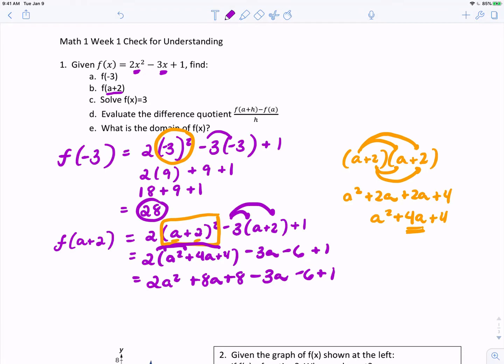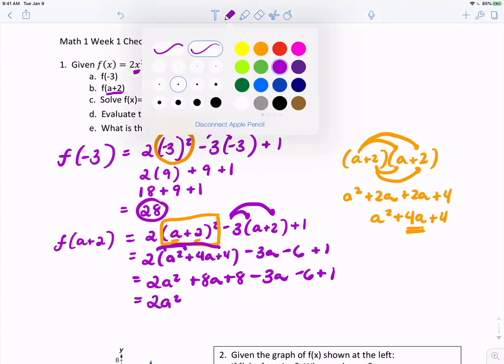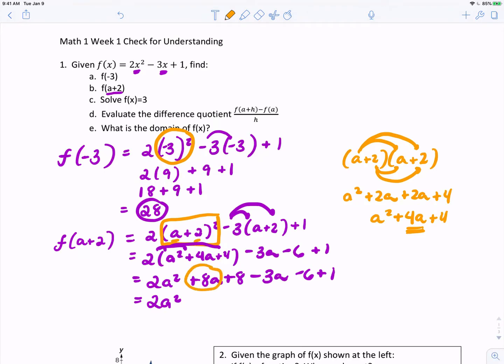So we have a 2a squared. If we look at our other terms, we have an 8a minus 3a, and if we combine those, that's going to give us 5a. And finally, we have 8 minus 6 plus 1. 8 minus 6 plus 1 is 3. And so our answer to the second problem is 2a squared plus 5a plus 3.